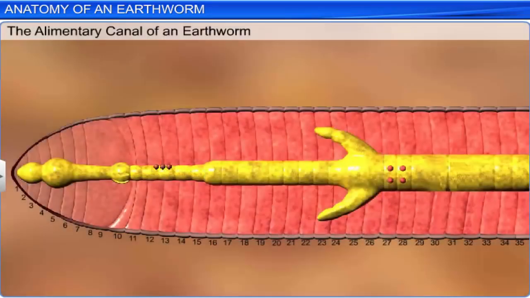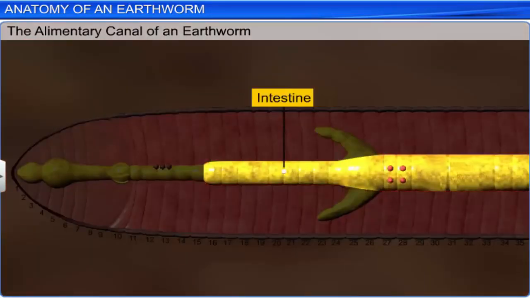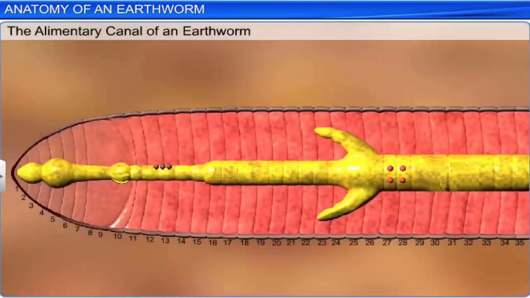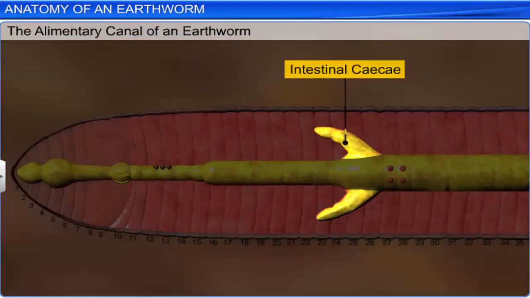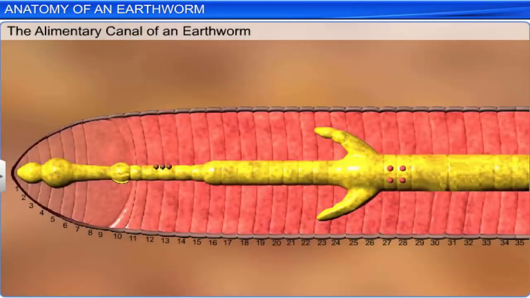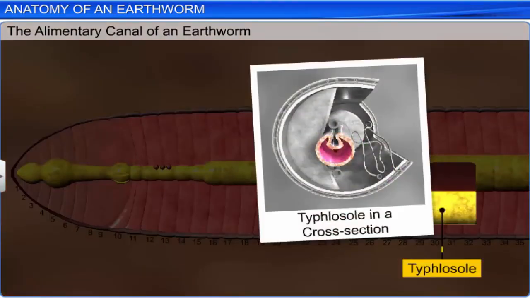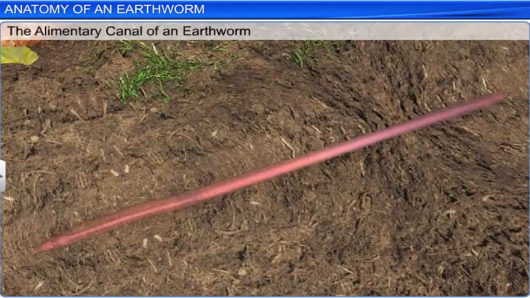The stomach continues into a long intestine, which starts from the 15th segment and continues till the last segment. A pair of short, conical projections of intestinal ceca is present on the 26th segment. The intestine shows internal folds called typhlosoles between the 26th and the 35th segments, which also increases the surface area for better absorption of digested nutrients. Finally, in the last segment, the alimentary canal opens to the exterior through a small aperture called the anus.